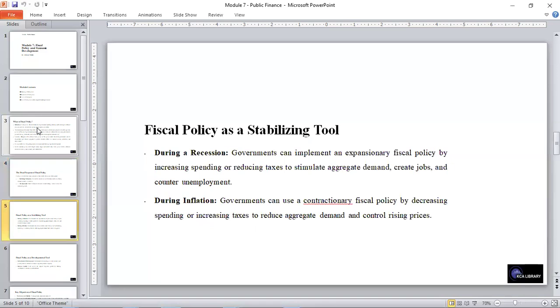Looking at the aspect of fiscal policy as a stabilizing tool, during a recession period, government can implement an expansionary fiscal policy by increasing spending or reducing tax to stimulate aggregate demand, create jobs, and also counter unemployment. And as per inflation, during a period of inflation, government can use a contractionary fiscal policy by decreasing spending or increasing tax to reduce aggregate demand and control rising prices.